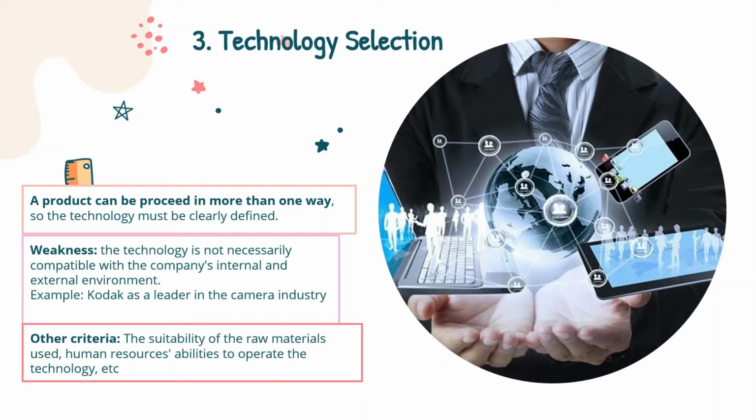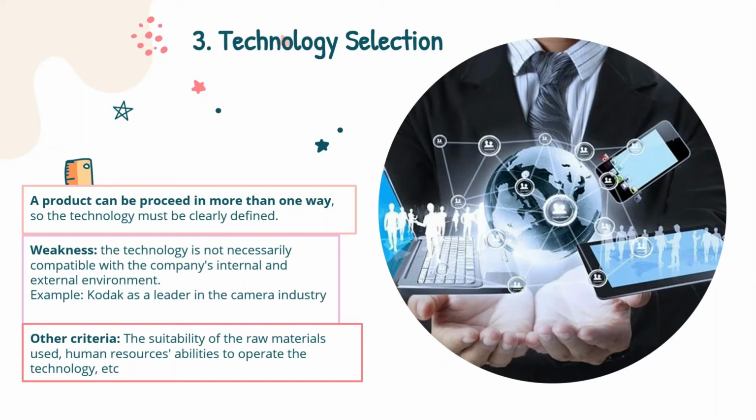A product can be processed in more than one way, so the technology must be clearly defined. When we make one type of product, we can use several technologies. It's not only one technology, we can use several of them. But the weakness is that the technology is not necessarily compatible with the company's internal and external environment. For example, Kodak as a leader in the camera industry faced a downturn, decreasing sales, because their technology was not suited to the external environment.